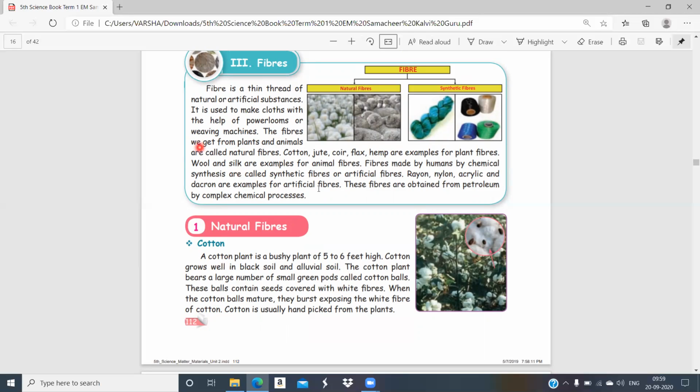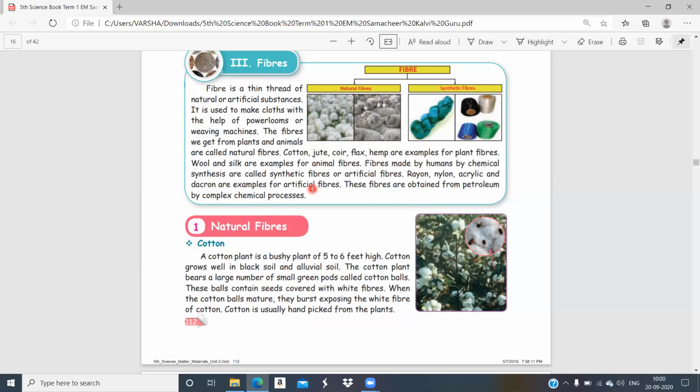See, the fibers we get from plants, for example cotton. Cotton we get from the plant. From animals, for example sheep, we get wool. Cotton, jute and coir are examples of plant fibers. Wool and silk are examples of animal fibers.